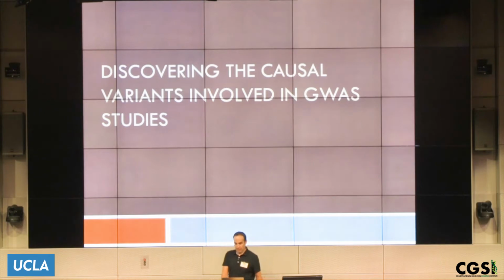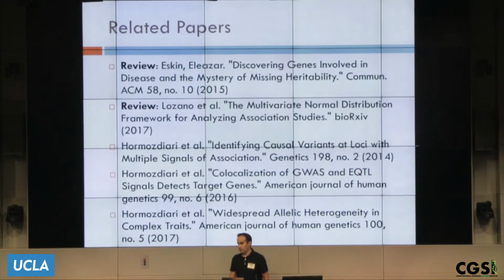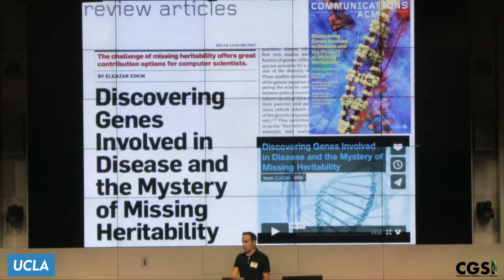Okay. So I'm going to be talking about discovering causal variants involved in GWAS studies. There are actually 5 papers that are relevant to this talk, and 2 of them are reviews and pretty accessible. You'll have the slides, so you don't have to write them down now. One of the reviews is on a little bit more than just what I'm talking about today. It's a review that was written for computer scientists in Communications of the ACM, called Discovering Genes Involved in Disease and the Mystery of Missing Heritability. It talks a little bit about what I'm talking about today, but also about mixed models and heritability. And I think it might be of interest to people.